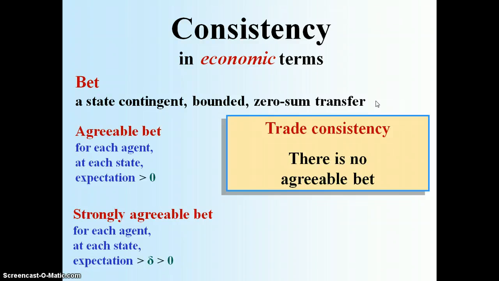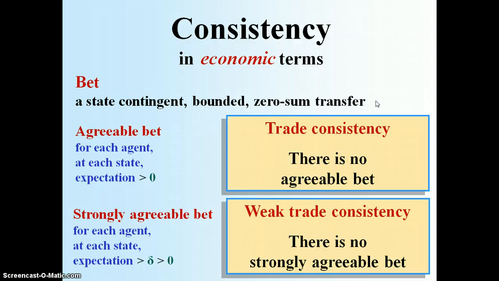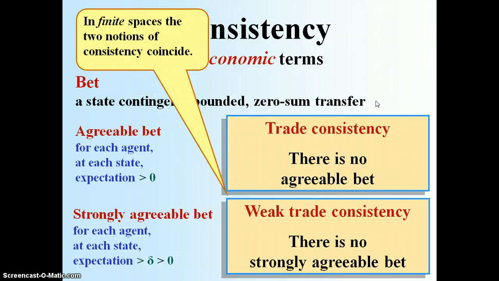Trade consistency holds if there is no agreeable bet. Weak trade consistency holds if there is no strongly agreeable bet, although there might be an agreeable bet. Finite spaces are simple to understand in this connection because agreeable bets and strongly agreeable bets are just the same. Every agreeable bet is a strongly agreeable bet, and therefore trade consistency and weak trade consistency are the same thing.